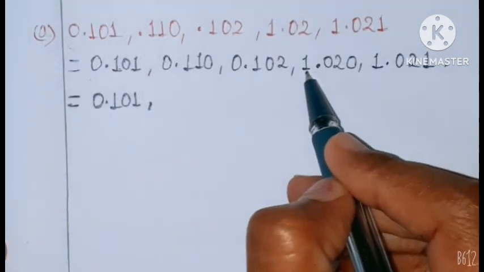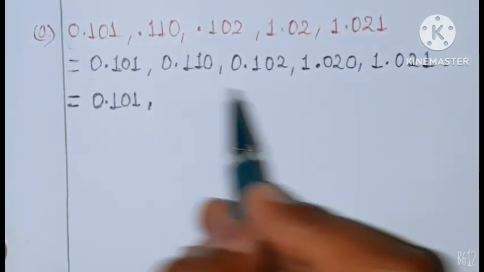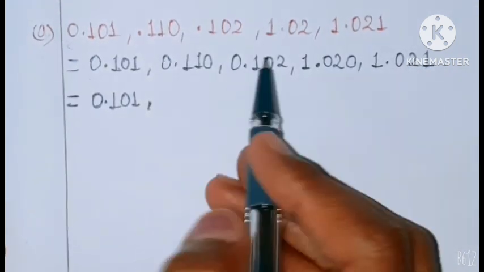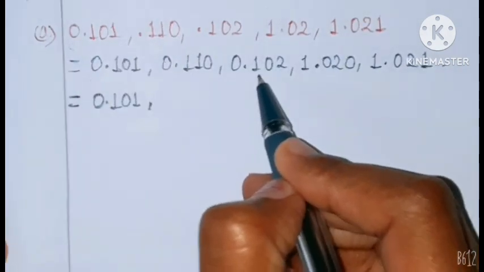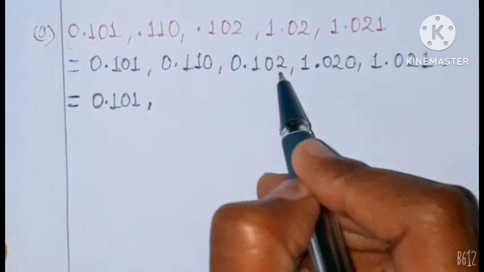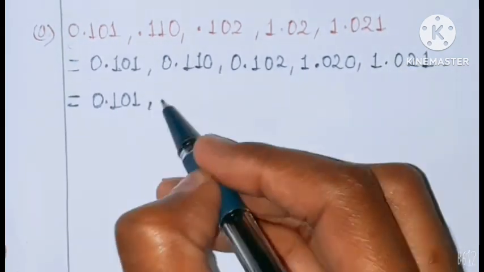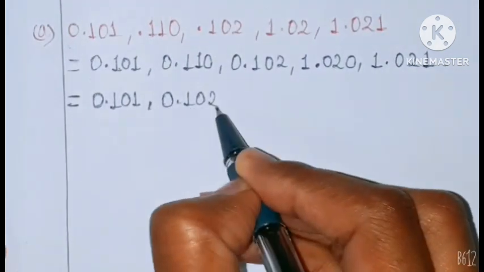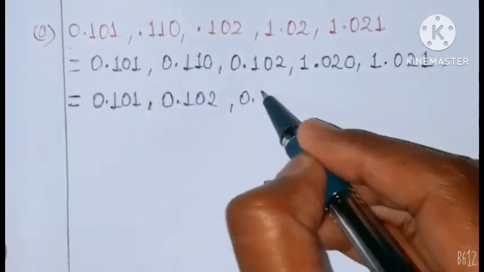and before these 1 is given. So 1 will be greater than 0, so we will not compare that. We firstly will compare only three of them. So 0.101 is smaller, and then we will get that 0.102 is smaller than 0.110. After all, the value of 102 is smaller than 0.110. So we will write 0.102 first. So the second number we have got is 0.102, and the third number is 0.110.